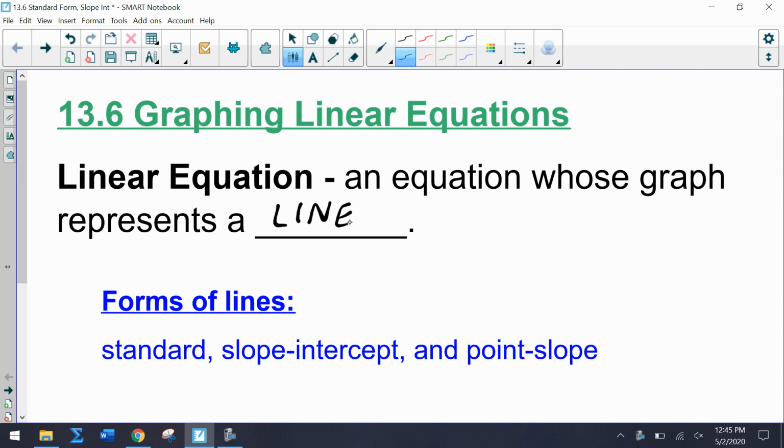So there are different forms of lines. Today we're going to talk about what standard form and slope intercept form are, and then we're going to jump into what point slope is a little bit later.